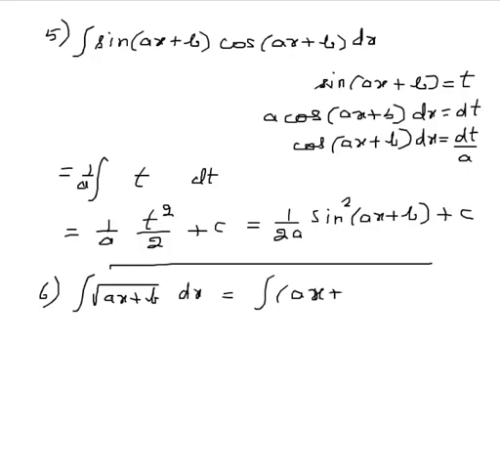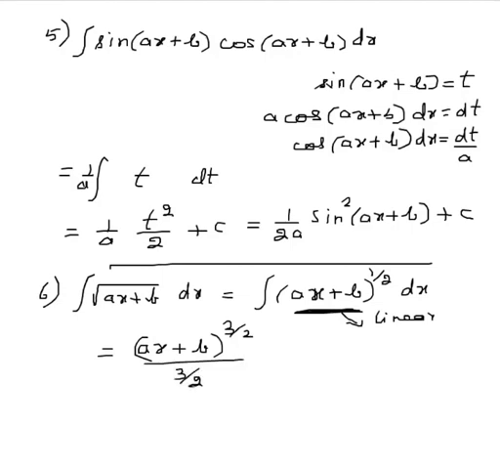Question 6. Integral root of ax plus b dx. I can write this as ax plus b whole raised to half dx, and this is a linear function. So I can use x power n plus 1 by n plus 1 integration formula. Therefore, it becomes ax plus b raised to half plus 1 divided by 3 by 2, and we have to divide by the coefficient of x, that is the differential of the base a, and plus c.